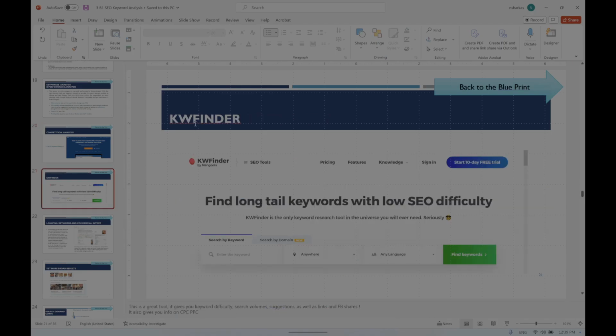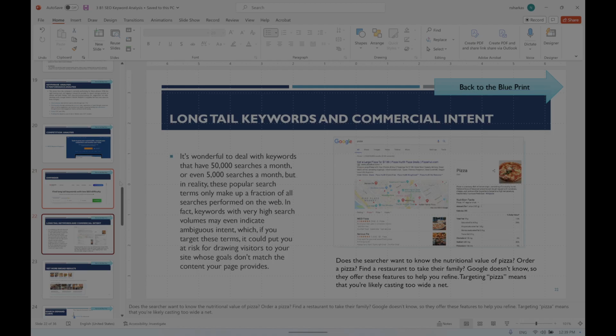Okay, Keywords Finder. Keywords Finder is also a very important tool that is used for long tail keywords. And now I'm going to explain to you what is a long tail keyword and what is a short tail keyword. So as the name implies, short tail keywords are shorter, but we already noticed that I use key phrase, right?